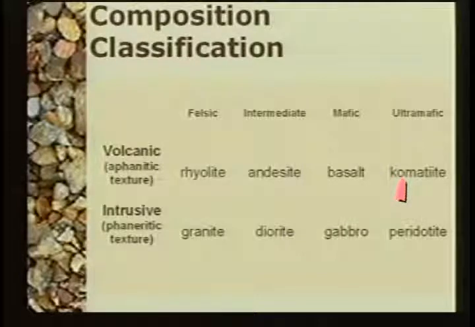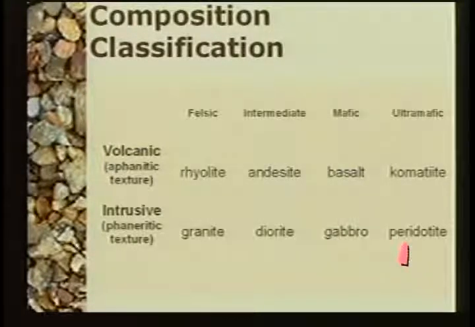Komatiites, which formed extrusively an ultramafic lava flow, are not common anymore. They are indicative of the Archean eon, way, way, way long ago, when we knew we had a hotter Earth back then. We occasionally find peridotites for intrusive ultramafic rocks, and these are indicative of the deeper mantle.